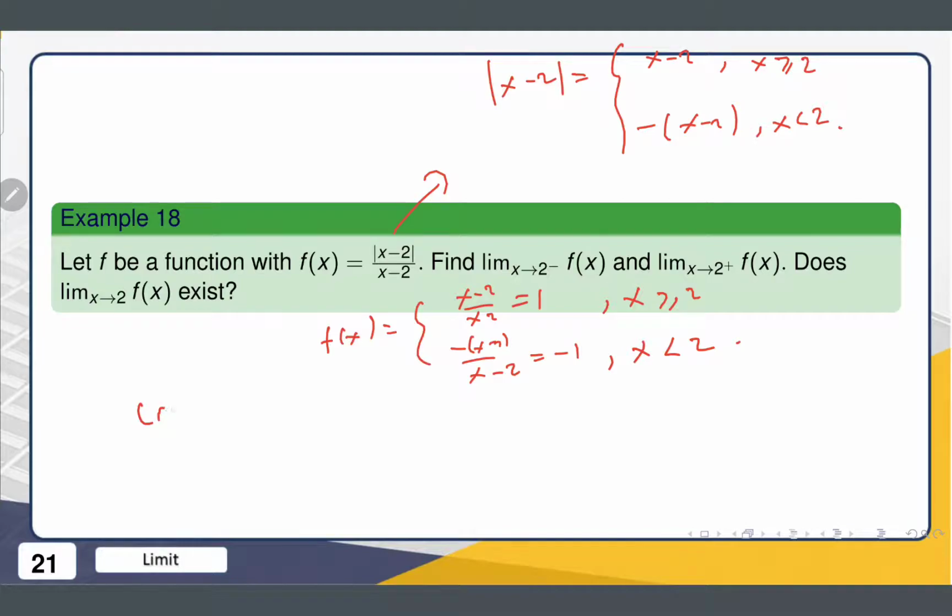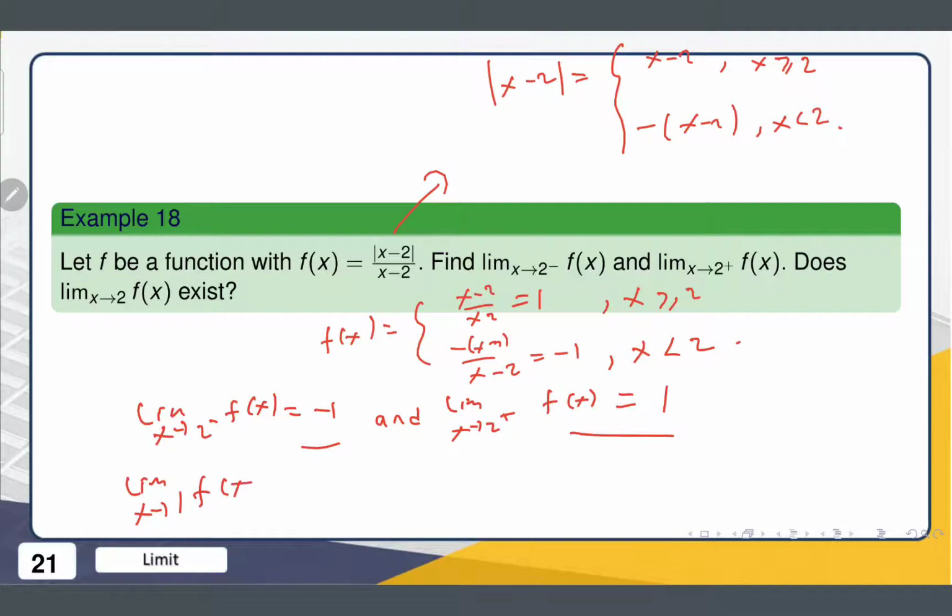So the limit as x approaches 2 from the left of f(x) is equal to minus 1, and the limit as x approaches 2 from the right of f(x) is equal to 1. So the left-sided limit and the right-sided limit are different. That's why the limit as x approaches 2 of f(x) does not exist.